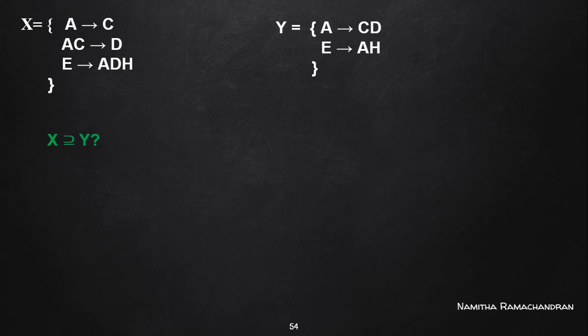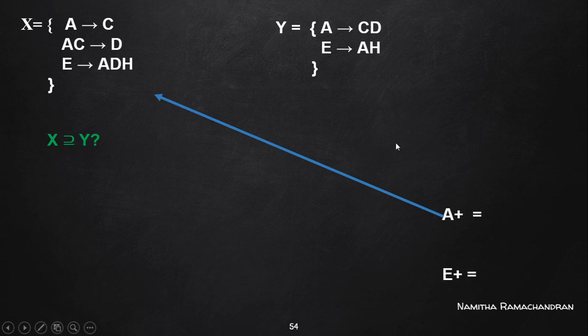Okay, closure of subset with respect to dependencies of our superset. In this notation, which one is the subset? Y is the subset. Which one is the superset? X is the superset. So the first step is to find the closure of the subset with respect to the superset. Okay, so in subset Y, we have two attributes in the LHS part of the given dependencies. One is A and another is E. So find this A closure and E closure first, with respect to the superset X.